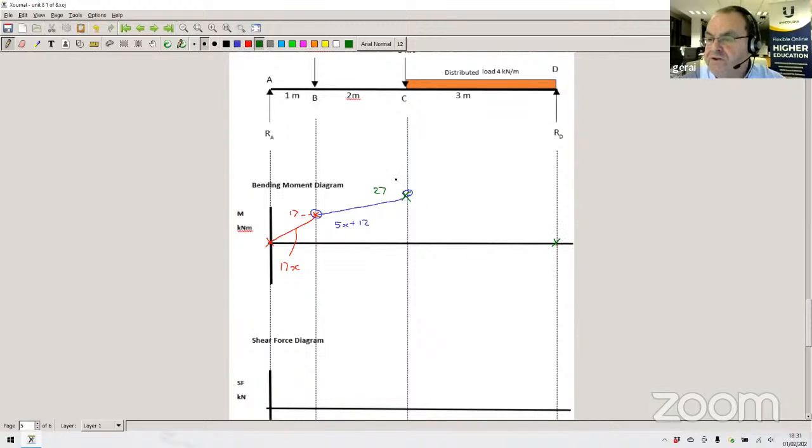Now, if you were to do it for different values of x, say x is equal to 4 meters, 5 meters, and so forth, you'll get a plot that looks a little bit like this. I'll start that again. It's a bit messy.